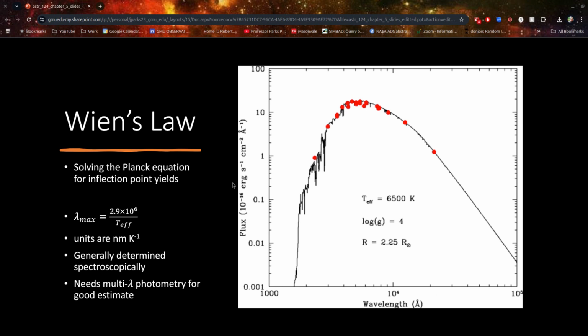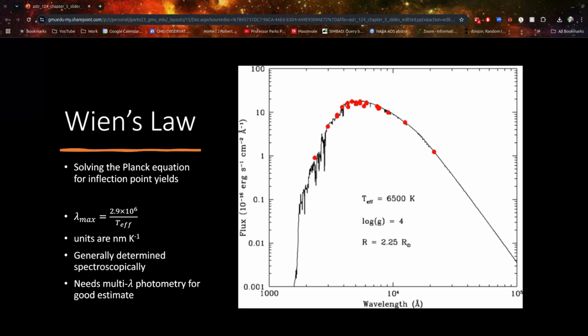The other relationship that is useful to know with this is Wien's law, which you can derive by looking at the inflection point of the SED. Basically, take the derivative of Planck's law and set it equal to 0, and then solve for lambda. Again, you can do this in terms of frequency, but it's almost exclusively shown as a wavelength relationship, where you have the max wavelength, the peak of the stellar spectral energy distribution, the SED.